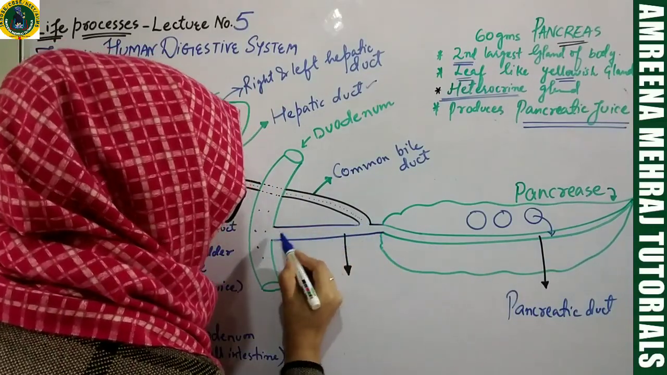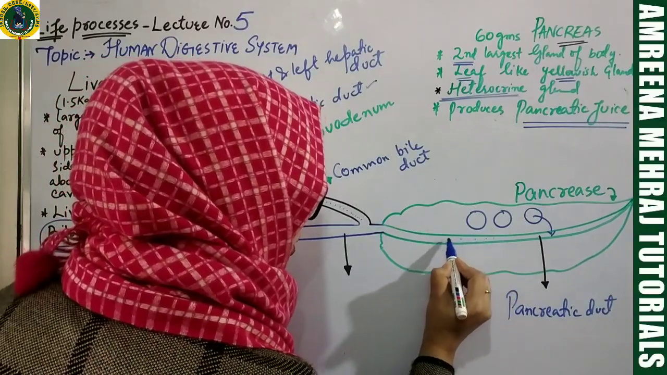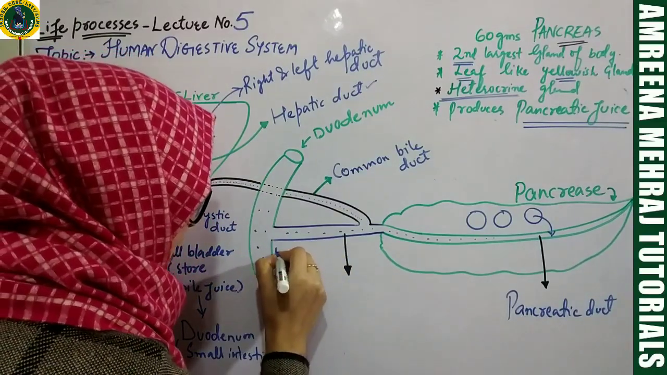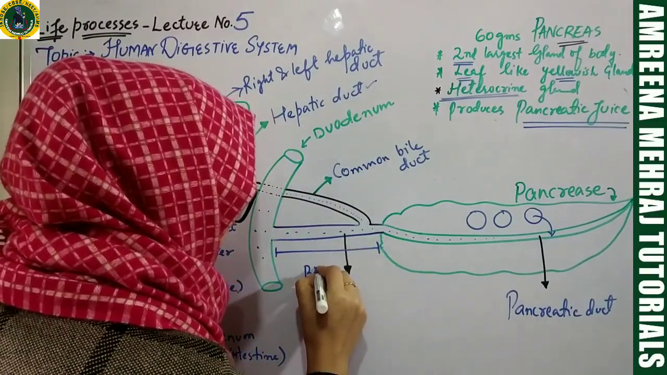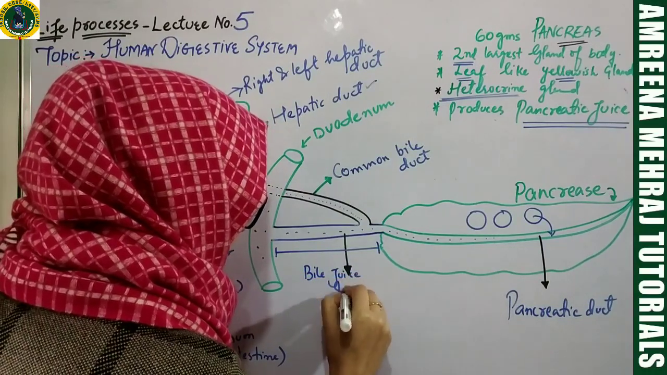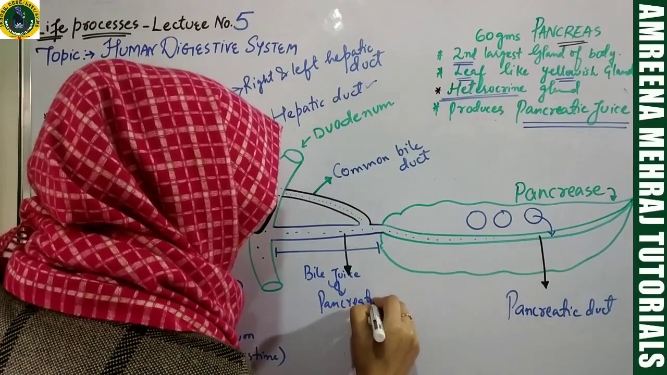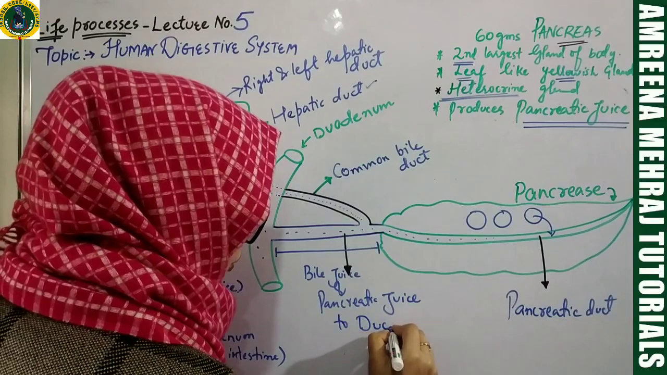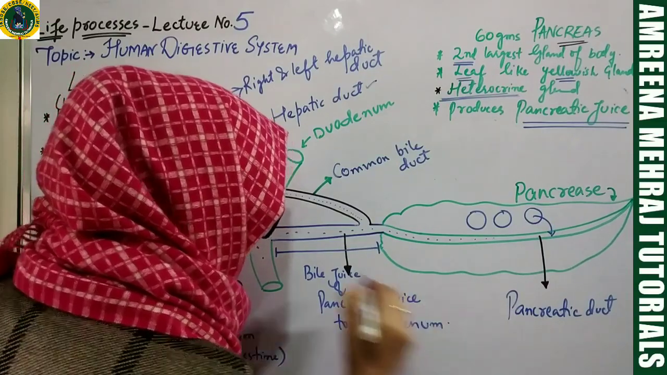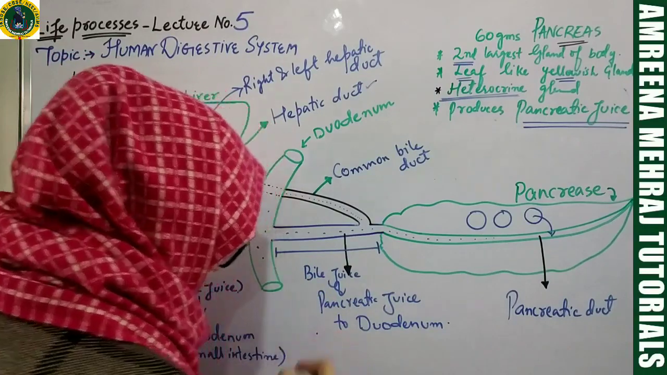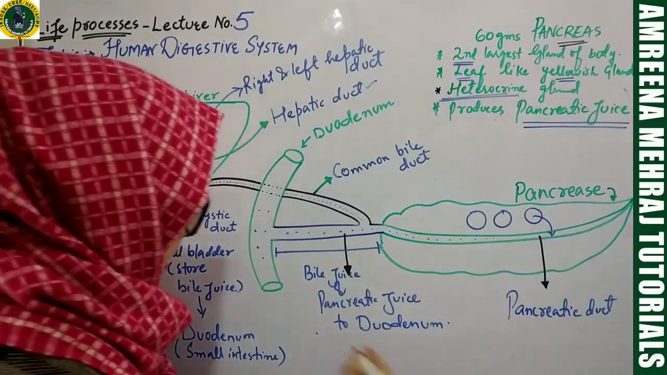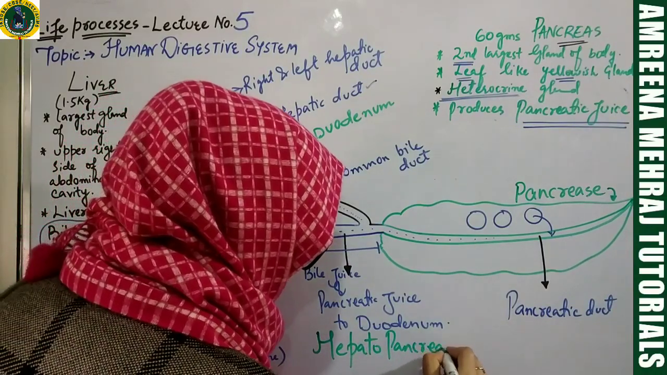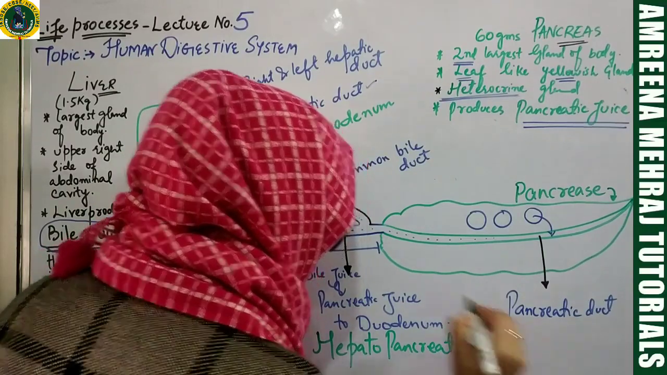Then you get a duct through which both pancreatic juice as well as the bile juice will travel. This portion through which both bile juice and pancreatic juice will reach the duodenum. This part, this is very important, is called the hepatopancreatic duct. This is called the hepatopancreatic duct.